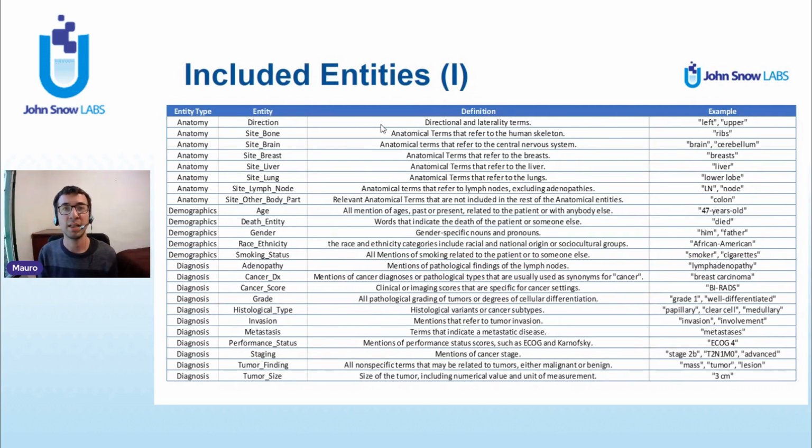There's also a label to extract performance status, both ECOG and Karnofsky status, and there's also one for staging, for TNM and other mentions of staging, including words like advanced, as in advanced cancer, for example. And tumor finding is another important label that's used to extract words like tumor, mass, or lesion, or any word that refers to the tumor itself, not to the disease, but to the tumor.